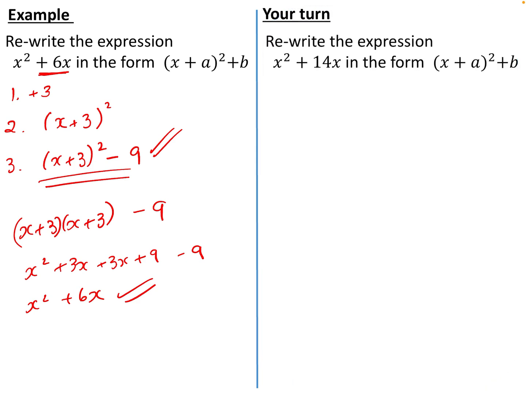Okay, please have a go at this one on your own. And there is your answer. We halve the coefficient of x, and that goes into the equation here. And then we square that number and subtract it.